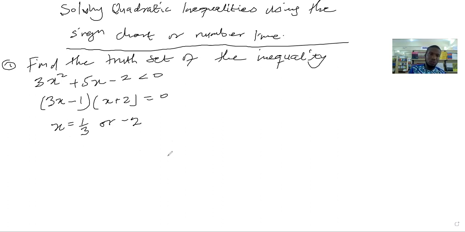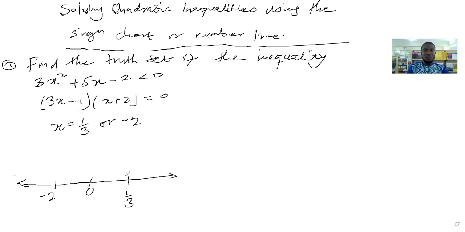Good. So this 1/3 and -2 are critical numbers. We are going to represent these two numbers on a number line. So let's sketch a number line. On this number line, we have positive 1/3 and -2. We just need three values on this number line. We have our 0 in the middle. -2 will be to the left of 0, and 1/3 is positive, so it will be to the right of 0.